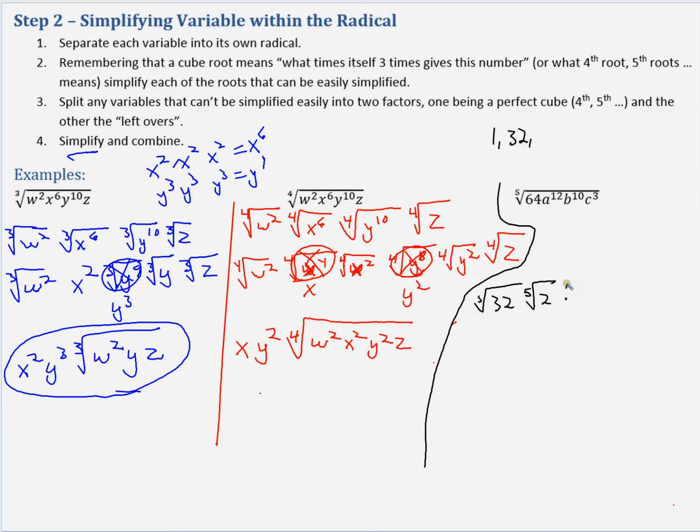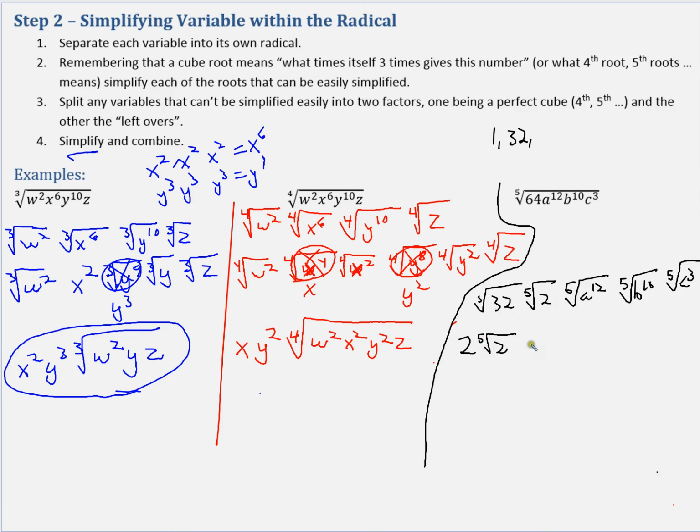And then we have the 5th root of a to the 12th, the 5th root of b to the 10th, and the 5th root of c cubed. And so we know that this is 2. And then we have the 5th root of 2 left over. Here, this is a 5. It looks like a 6, but it was supposed to be a 5.